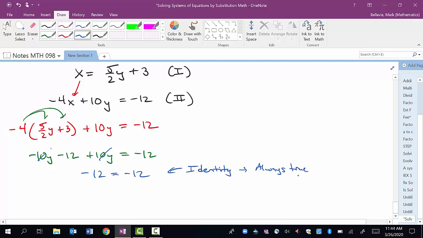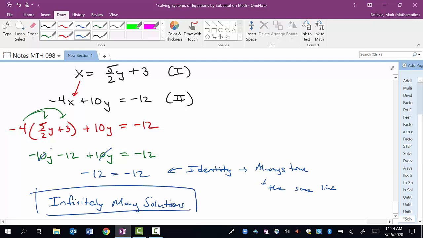So if this is always true, that means that every point on one line is also on the other line. In other words, it means that they're the same line. And if you have the same line, that means they share an infinite number of solutions. All the points on one line are also on the other line. So we say that this has infinitely many, or an infinite number of solutions.